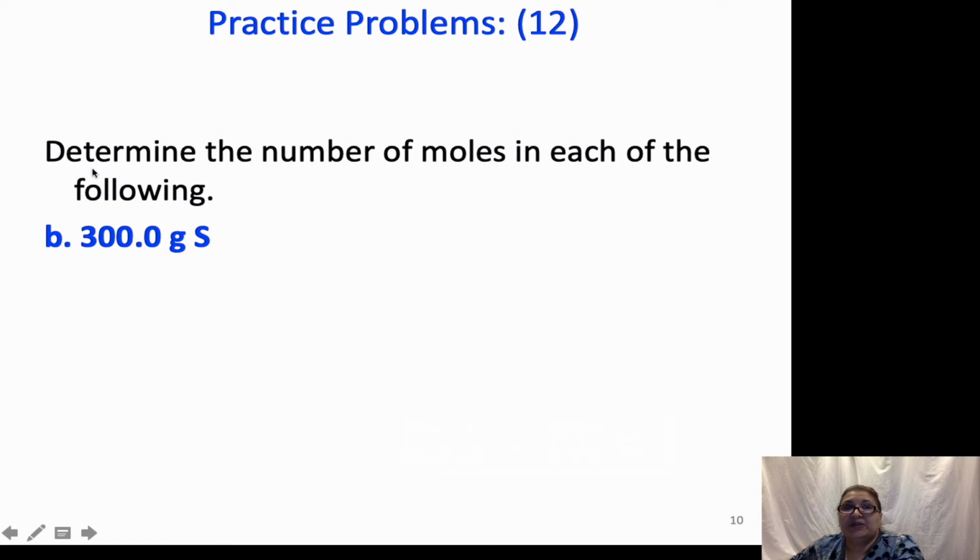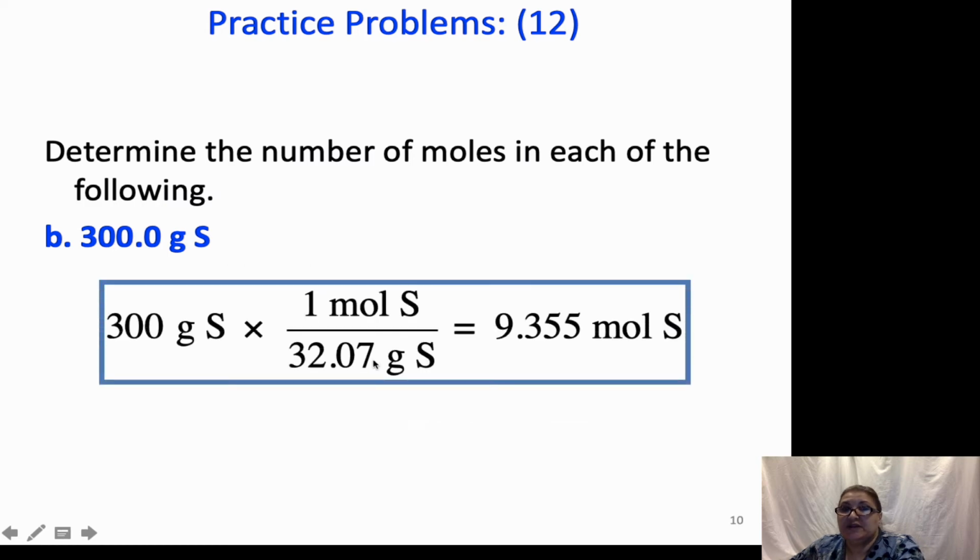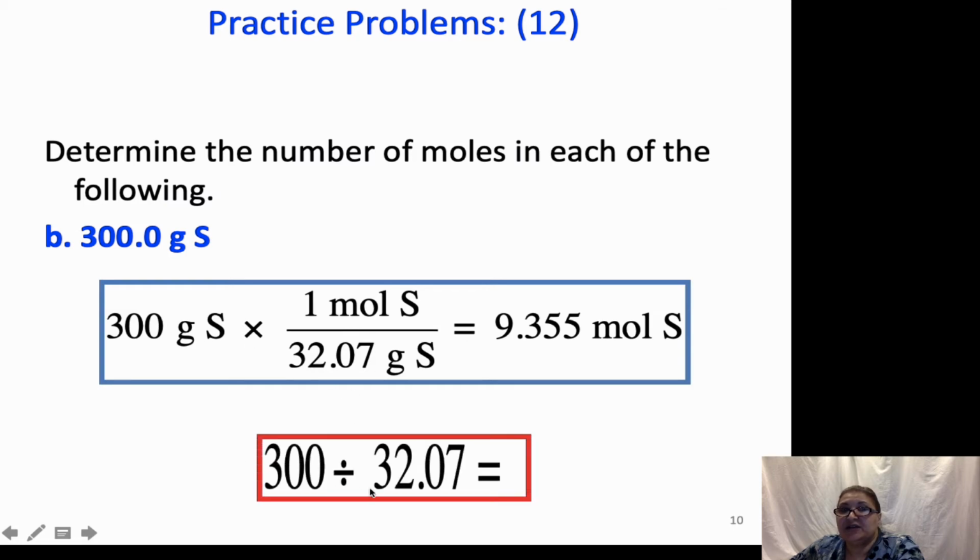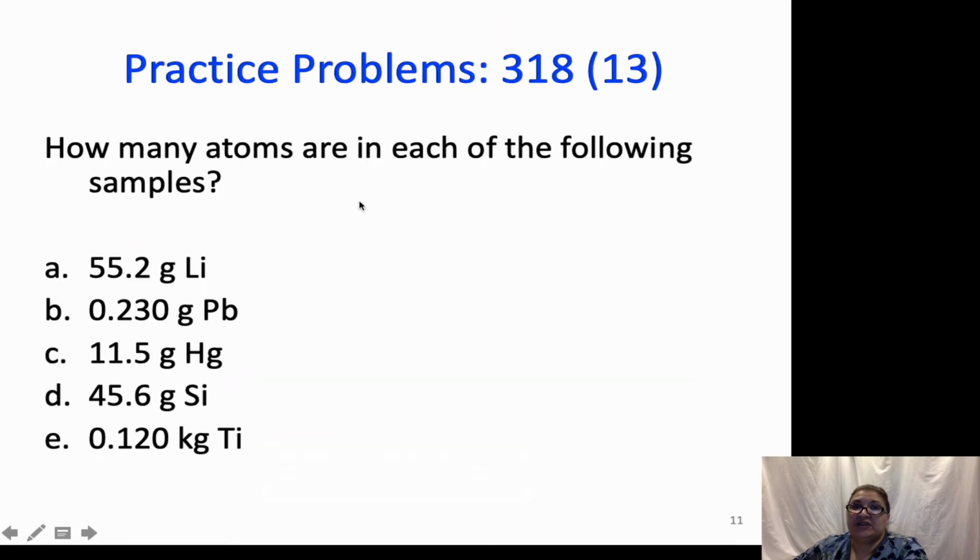One more example, we want to go from 300 grams of sulfur to moles. We look up sulfur, it's 32.07. So for grams to cancel out, we're going to divide 300 by 32.07. We get 9.355 moles of sulfur. Okay, I'm just doing 2 examples of each type of problem that you might come across.